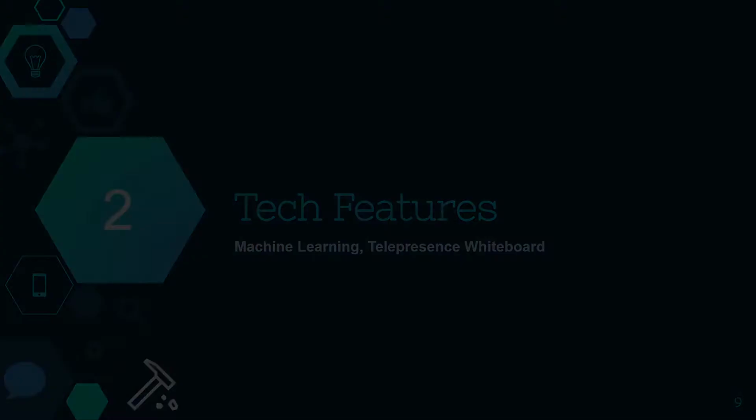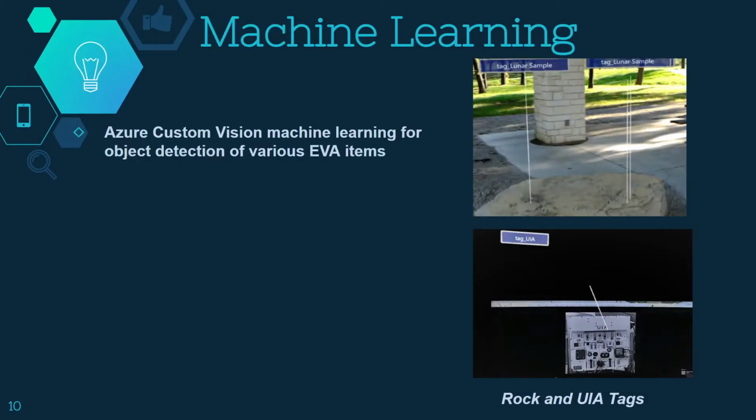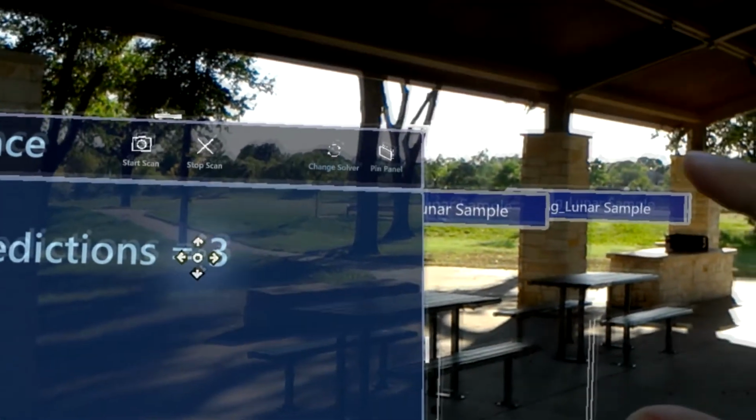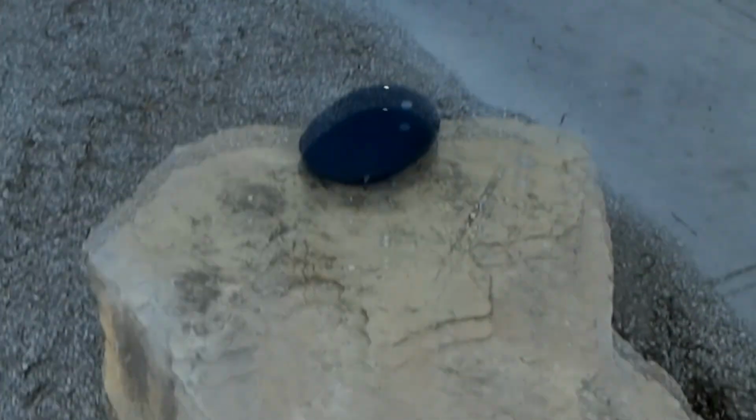The Scout AR program has integrated Azure Custom Vision machine learning for object detection of various items required during extravehicular activities, including the umbilical interface assembly, tools required for science sampling, and examples of good lunar samples.